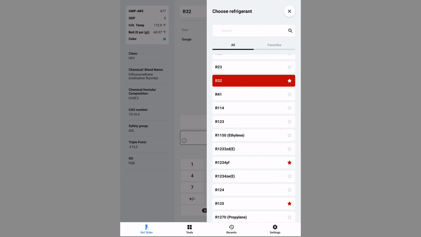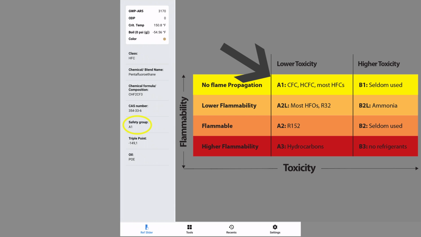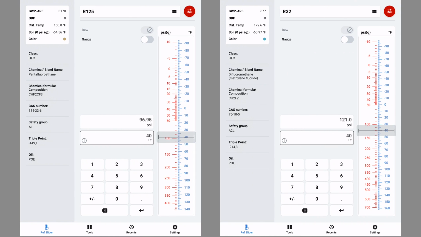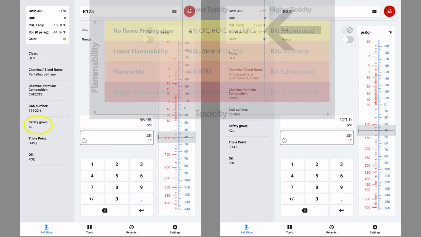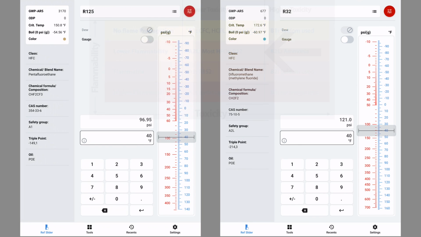So now let's search for R125. And now that we're in here, you see that you have a GWP of 3,170. So R125 was not selected because of its high GWP, but because of its safety group. So the safety group is A1. So when you mix R125 with R32, then you're going to end up with a safety group of A1. So you're no longer going to have that R32 safety group of A2L. You also see that the oil is POE. So the whole point is to be able to use less of R125 because of its high global warming potential.